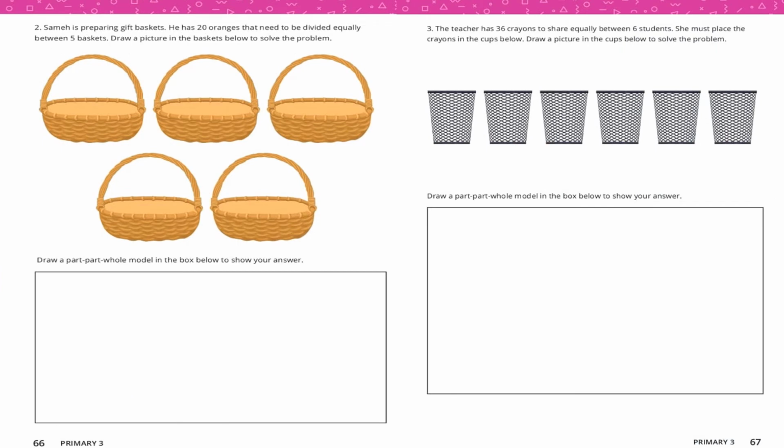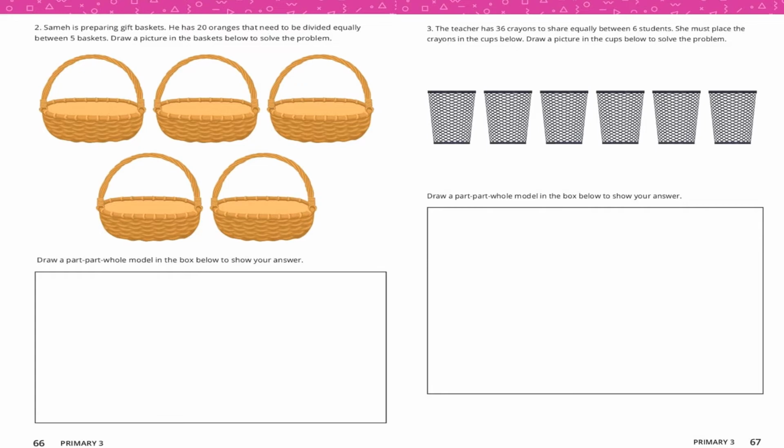Samah is preparing gift baskets. He has 20 oranges that need to be divided equally between 5 baskets. So we will divide 20 oranges equally between 5 baskets. So each basket will take what?